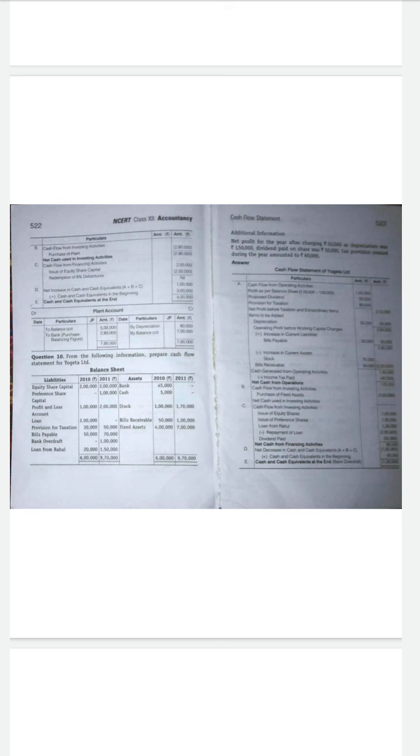So there are 3 positive items: 1 lakh, 1 lakh, and 1,30,000. That is totally 3,30,000 in positive, and in minus there are 2 items, totally 2,50,000. 3,30,000 minus 2,50,000, so the answer will be positive. Okay, already you know the calculation, no? You have to subtract and put the positive sign.